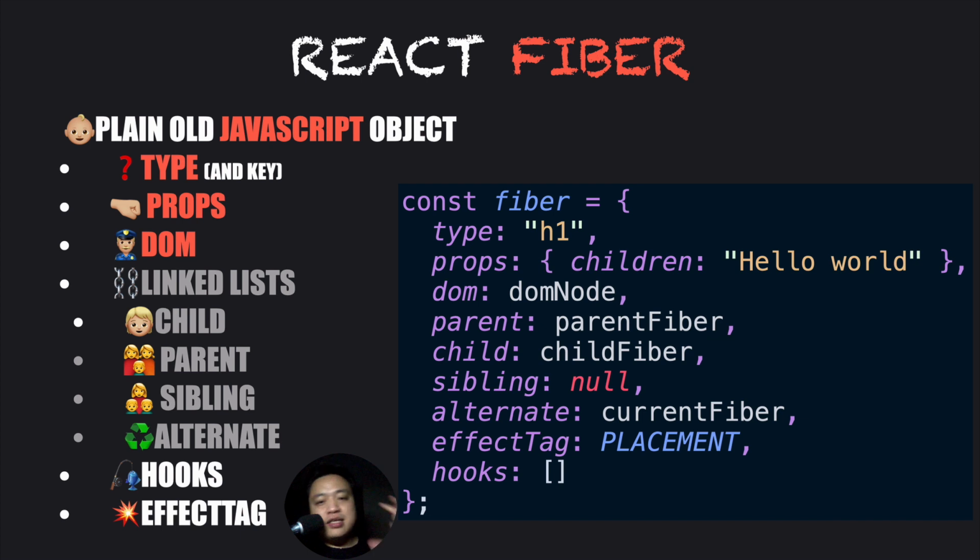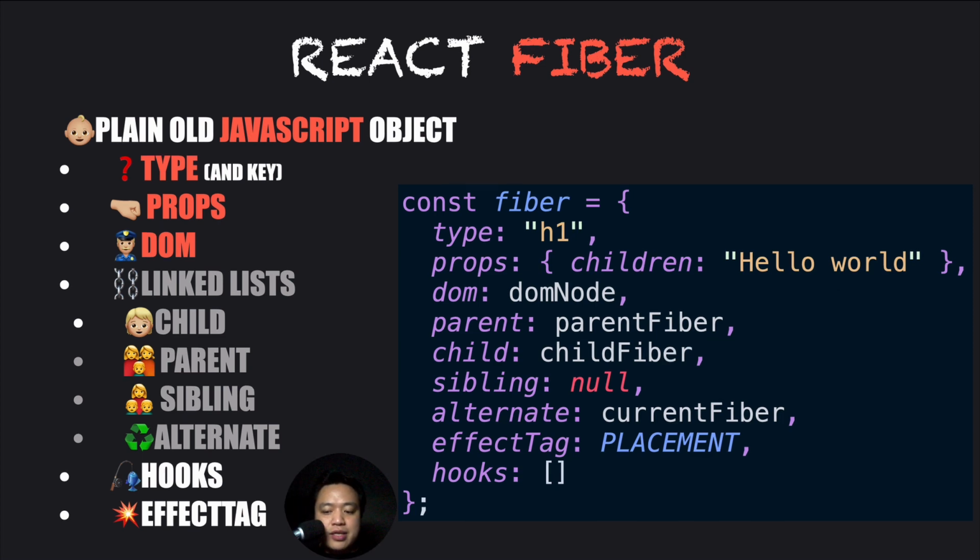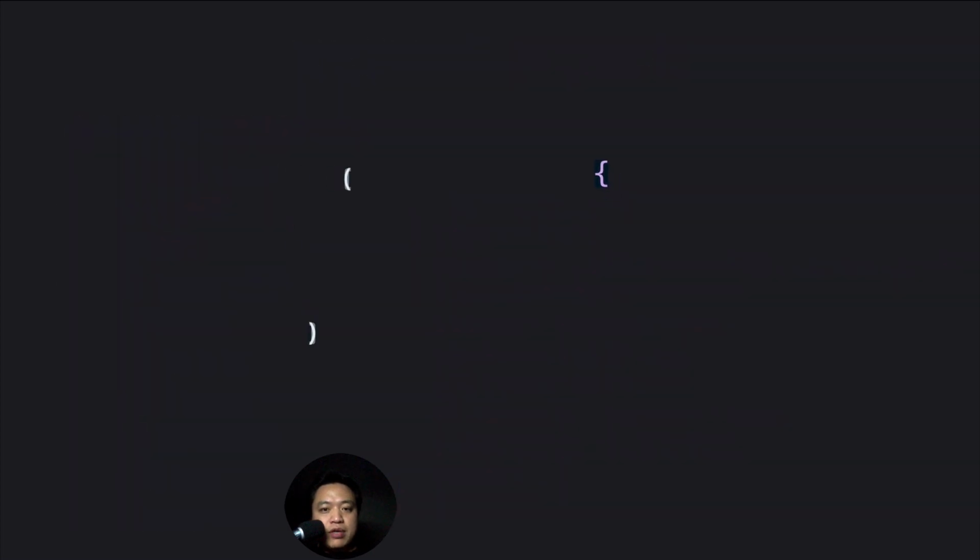If you put all these concepts into a plain old JavaScript object, it will kind of look like this. It's got all the element stuff that you're familiar with. Then it's got all that linked list stuff to other fibers neighboring around it. Then it's got hooks and it's got an effect tag. So now we know what fiber is. Let's actually remind ourselves of why we want to use it.